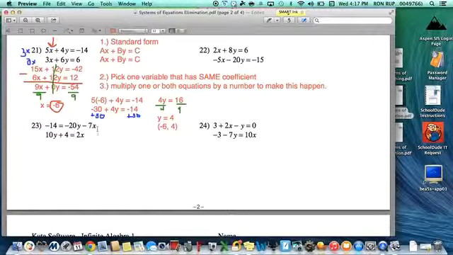Okay, so now this one right here, we have a problem. X's aren't over X's, Y's aren't over Y's, numbers aren't over numbers. Now, we can rearrange this first one because it's basically X, Y, and 14. So I'm just going to rearrange that one.